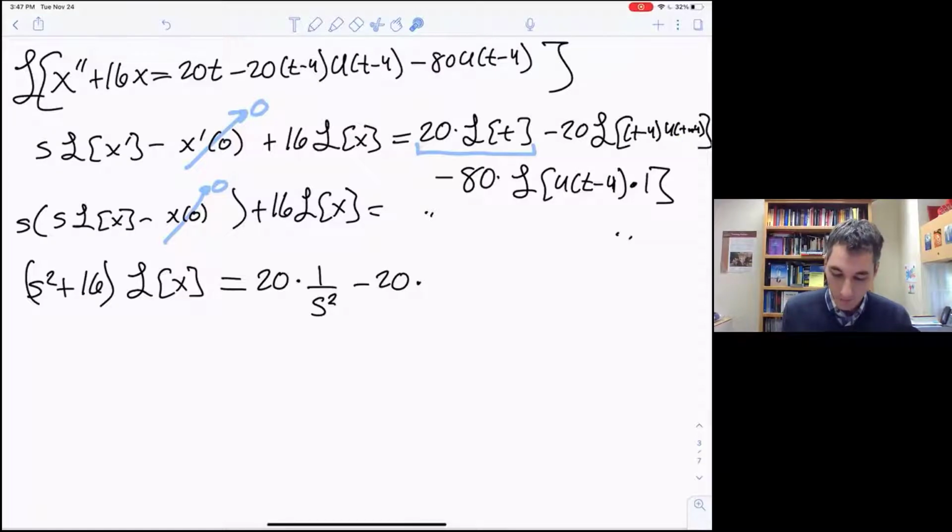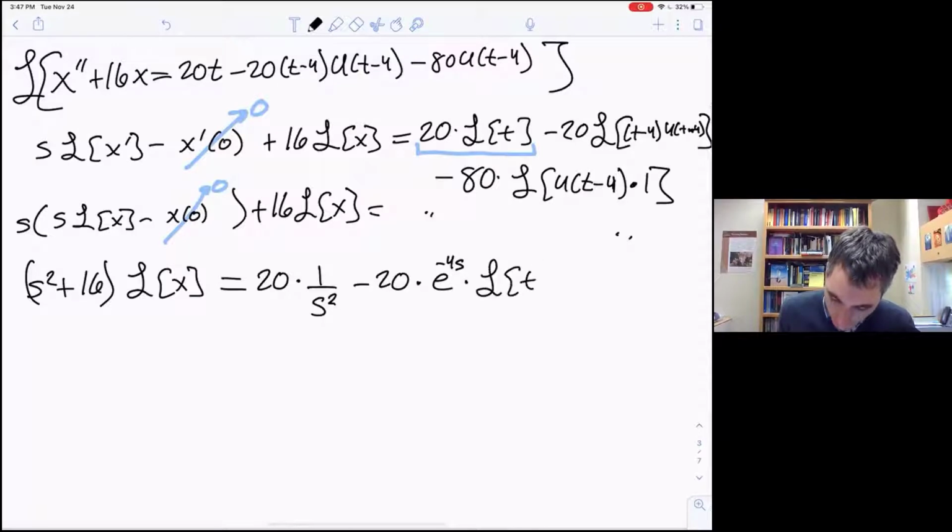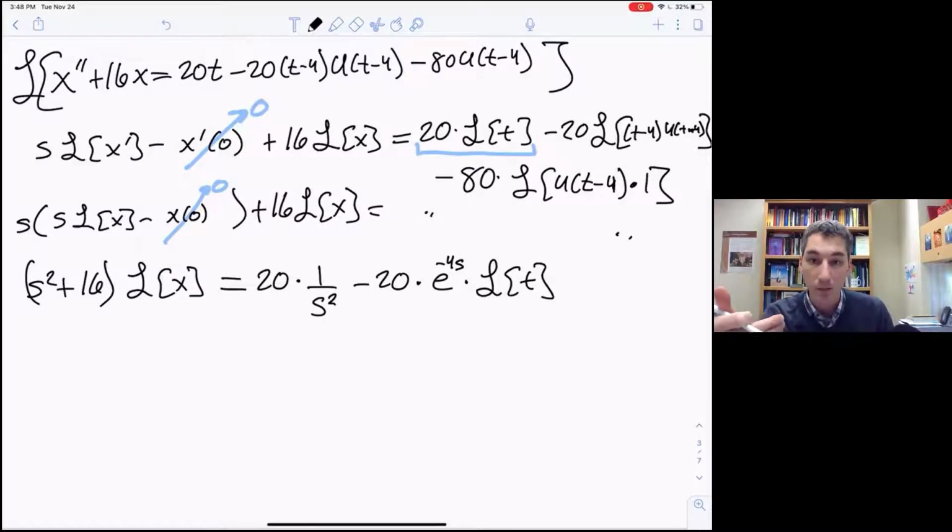And so what happens there is, from the second translation theorem, we basically just say we're translating by 4 units. So we just get e to the minus 4s times L of the basic function. And so t minus 4 is the function t translated by 4 units. So I'm going to multiply e to the minus 4s times L of t. That's what the translation theorem says.